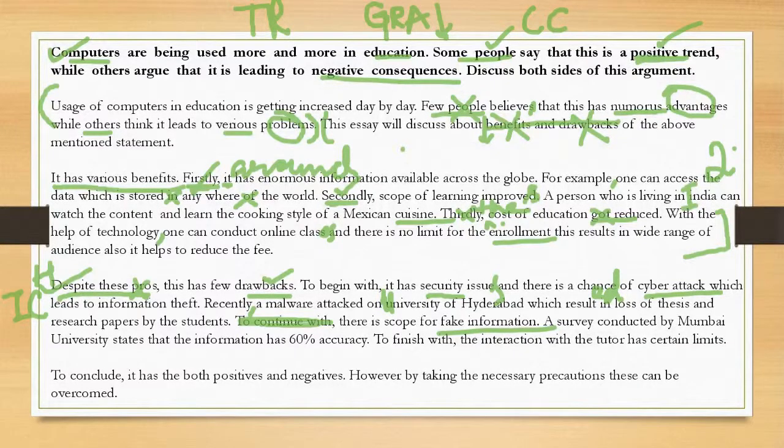Hence is correct. You won't use hence. To be more precise, that would be if we are talking about the same thing. So we are not going to use to be more precise. That's going to be incorrect. Okay, let's come back here. So we can use simply moreover. Okay, moreover, there is a scope for fake information, or you can say rumors, unreliable content. So you can write all of that here.